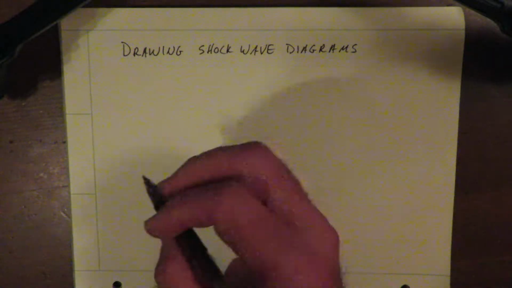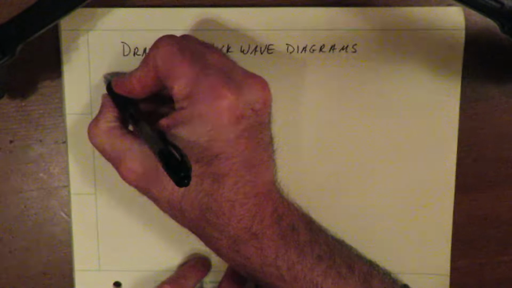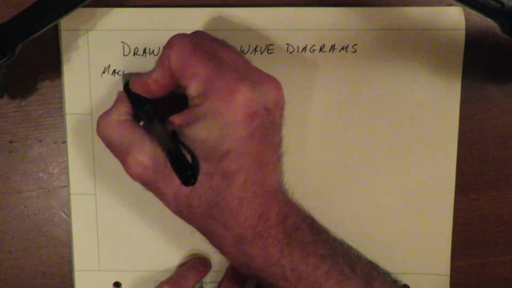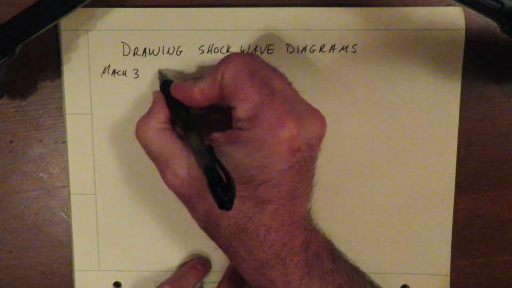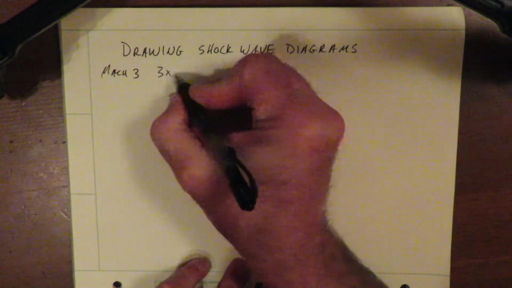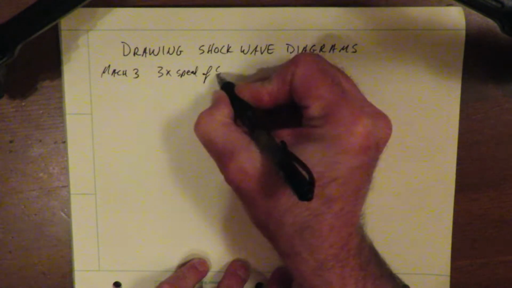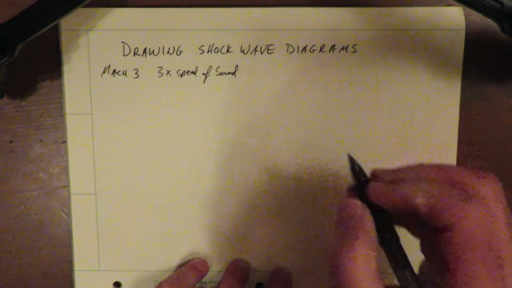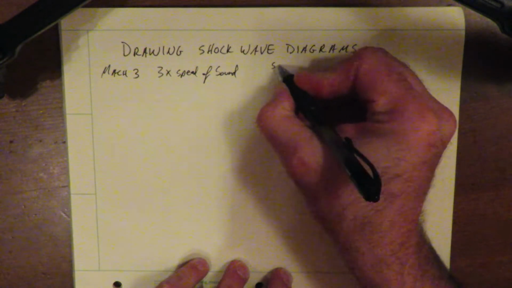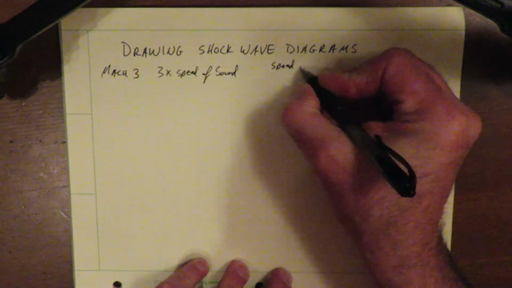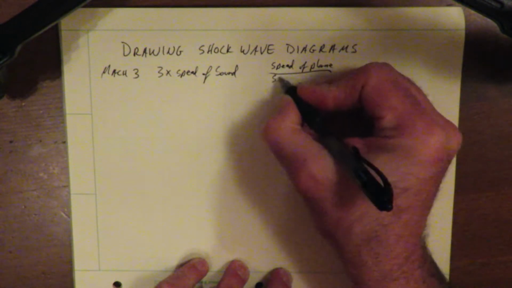So what we're going to do is make a diagram of an aircraft which is going Mach 3. Okay, Mach 3, which, as you recall, means that the plane is going at 3 times the speed of sound. And again, as you recall, the Mach number is the ratio of the speed of the plane divided by the speed of sound.